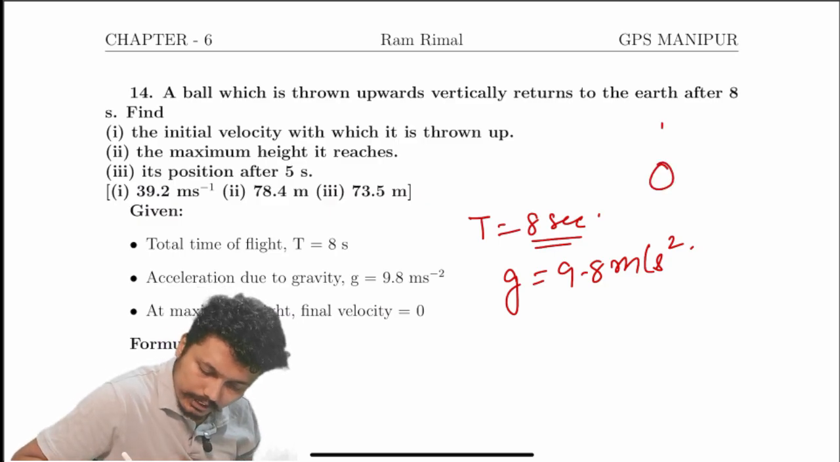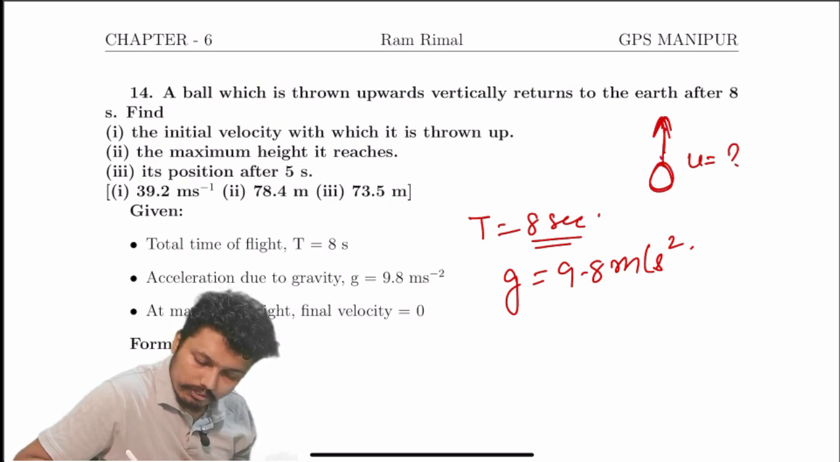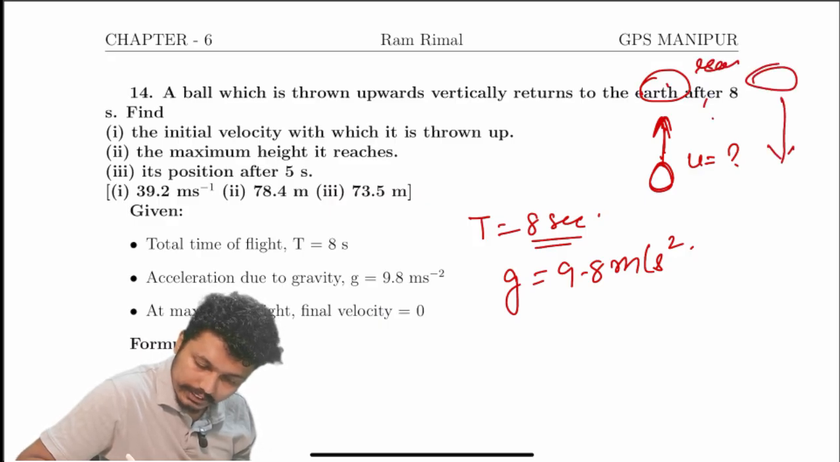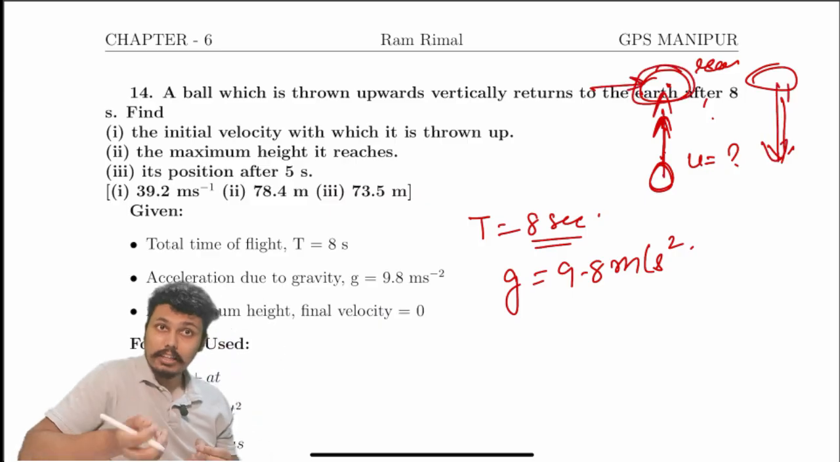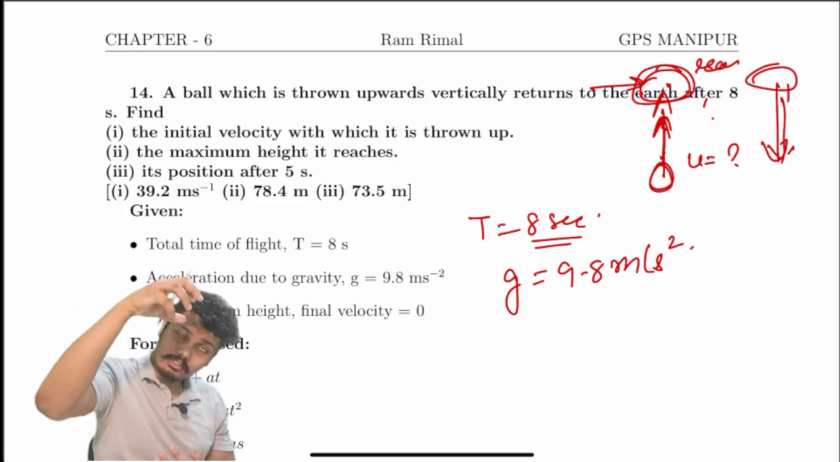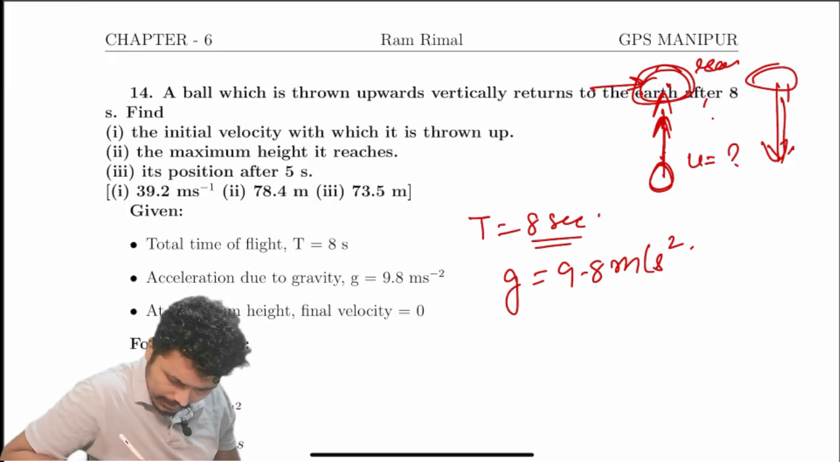So what is the speed this ball is thrown up? U value. How much speed is it going up with? After the ball reaches here, it will fall down. When it reaches here, it will stop and fall down. So at this position, the final speed is zero. Understand this. At maximum height, the final velocity is zero.